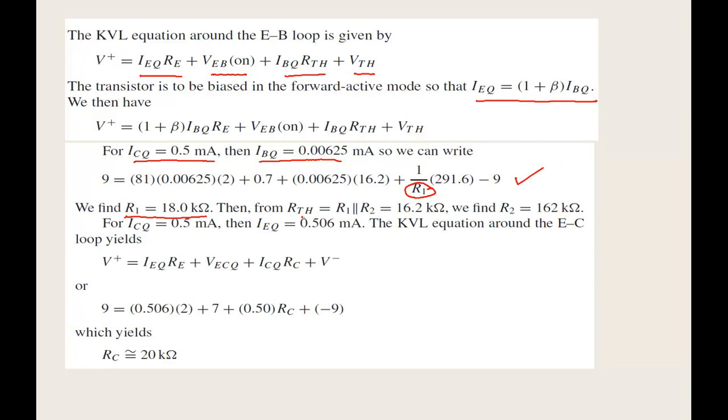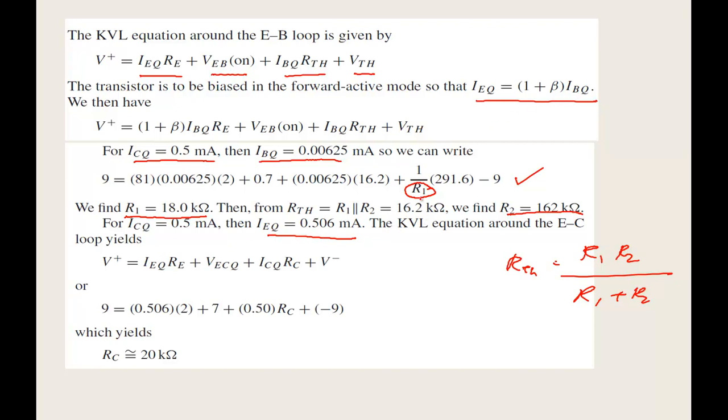Once I have found out R1, then the RTH equation is R1 parallel R2. That is RTH is equal to R1 R2 divided by R1 plus R2. So from this I can easily find out R2. R2 can be found from here. Then ICQ is known. IEQ can also be easily found because we know that IEQ is 1 plus beta IBQ. So IEQ is also known.